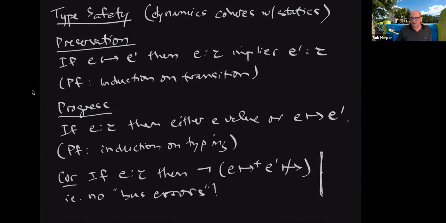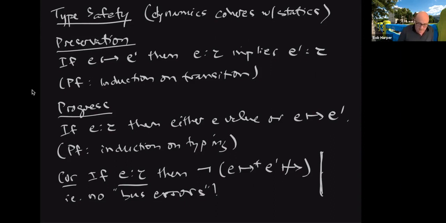So how do I express the concept of bus error, core dump? Well, I'm going to claim that if I have a well-typed program, then it will never be the case that it can run for a little while and then find itself in an ill-defined state. Another way to say it is, no illegal instructions. It will always proceed. So how do we express this? How do we derive this? Well, a nice clean way to formulate it is the conjunction of two properties called preservation and progress.